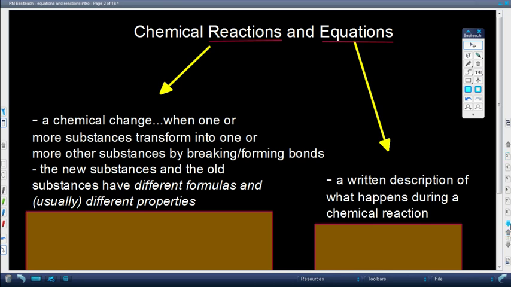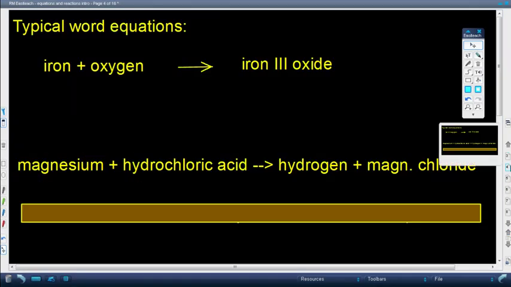All right then. So let's take a look at chemical equations. A very basic or simple chemical equation is what we call a word equation. And a word equation uses words to describe everything involved in the chemical reaction.